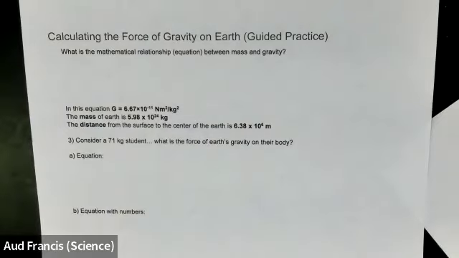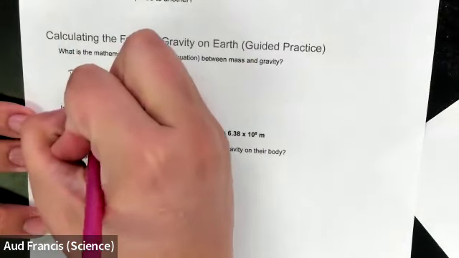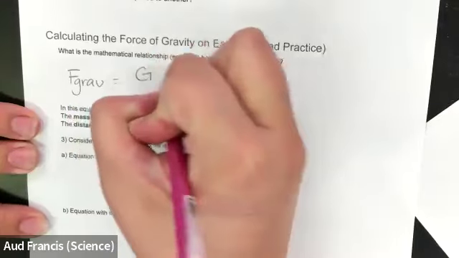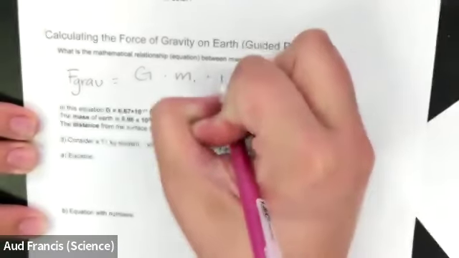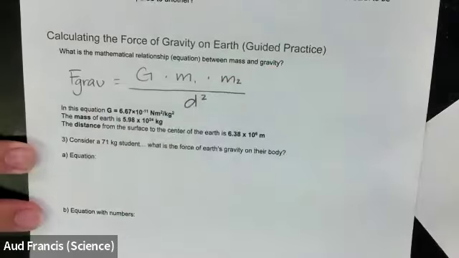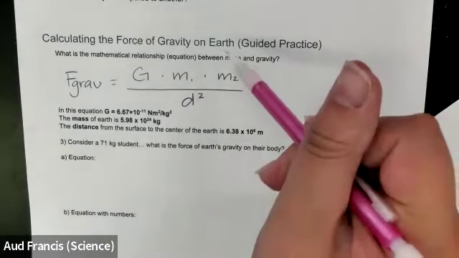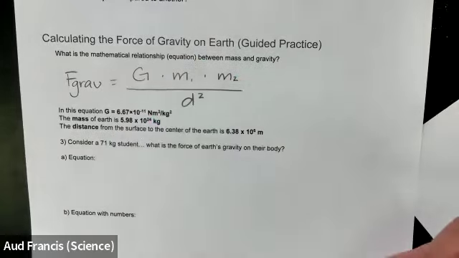What is the mathematical relationship, also known as the equation, between mass and gravity? Let's get that jotted down. I love that I gave you all of this, but not the equation. Good job, me. Your equation here is the force of gravity equation: F of grav equals G times the mass of the first item times the mass of the second item divided by the distance between them squared. In this instance, we're looking at gravity on Earth. So that means the mass of one of these items is the mass of the Earth. You've got to use it.